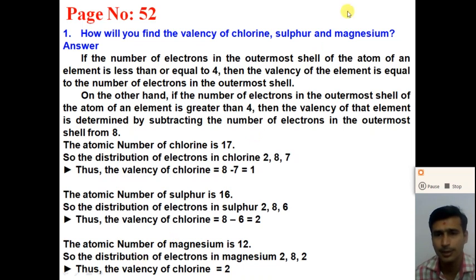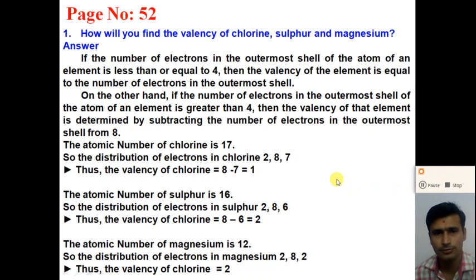Similarly, third point is magnesium. How can you find the valency of magnesium? The atomic number of magnesium is 12. The distribution of the electrons in magnesium is first orbit 2 electrons, second orbit 8 electrons, and in the third orbit 2 electrons. So here in the outermost orbit there are 2 electrons, and this is less than 4. So the valency of magnesium is 2, and it is equal to the number of electrons in the outermost cell, right? Understand?